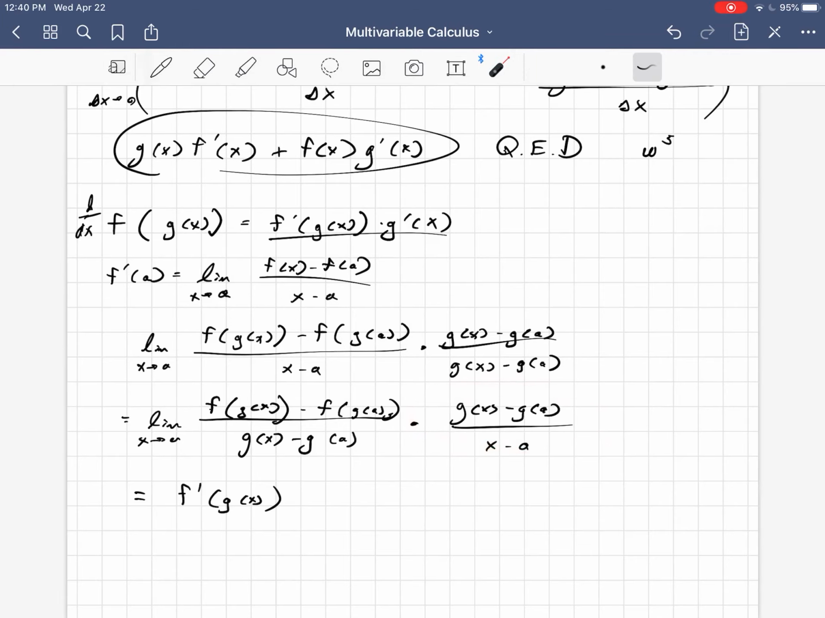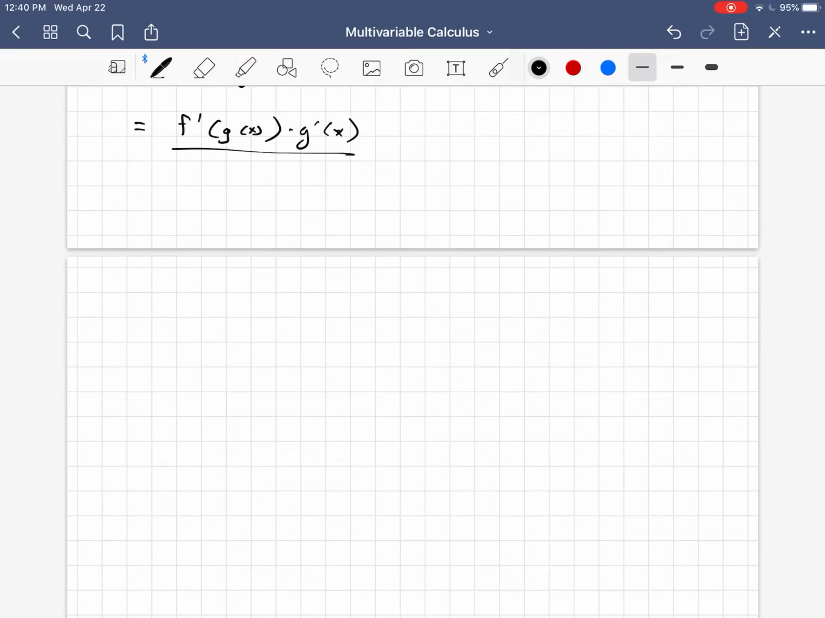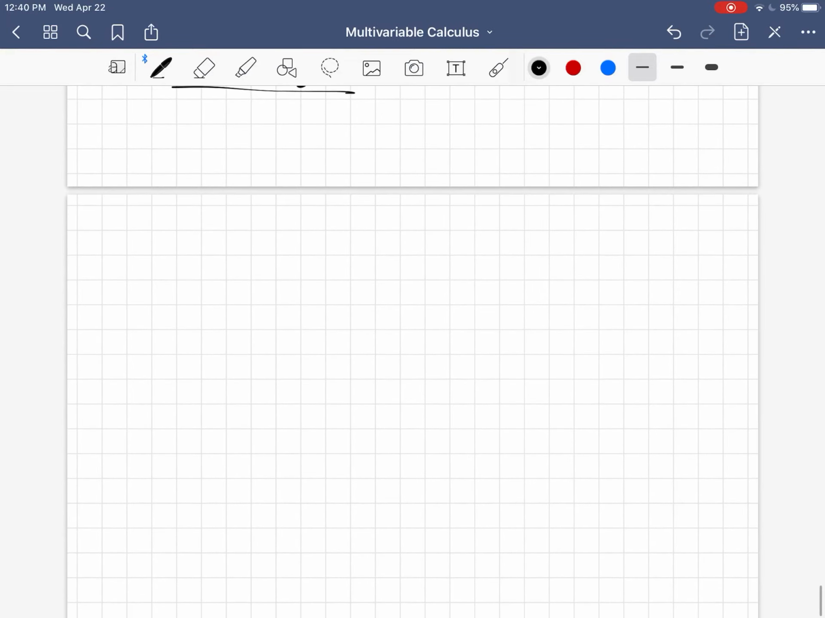And so now this is the limit definition of f prime of g of x, and then this is the limit definition of g prime of x, and that right there is the chain rule for two functions. And now the last rule that I would like to prove is the quotient rule. And so the quotient rule is, if I have the product and the chain rule, the quotient rule directly follows.